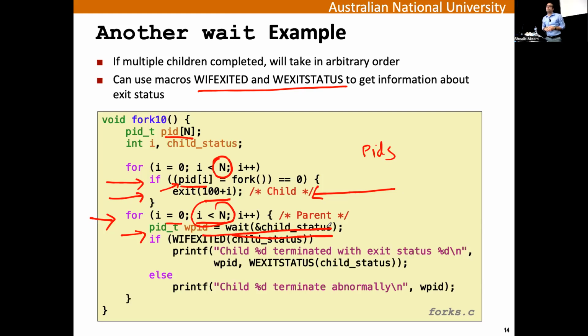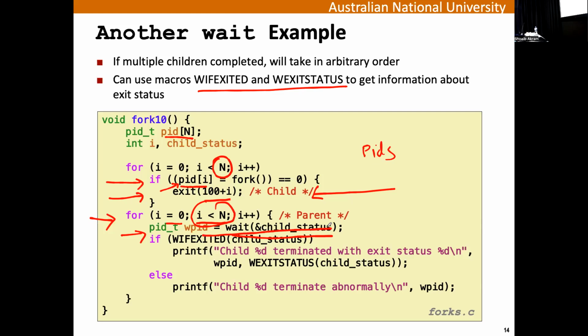Not really. Wait, the semantics of the wait system call is, whenever one of the children in the wait set terminates, it returns the PID of that terminated process. The wait set here is all the children that the process has created.